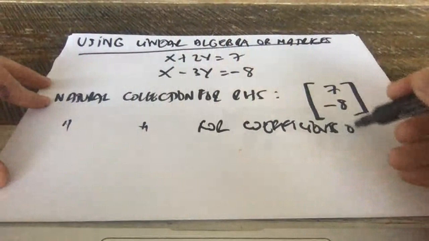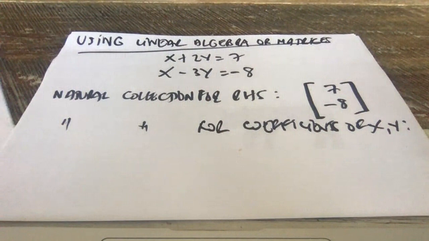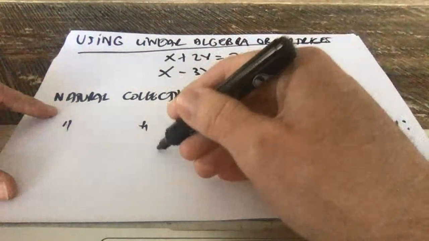Again, a natural collection for the coefficients of x and y. If you look at the left-hand side now, the numbers multiplying the x and y are called the coefficients of x and y. There's a natural way of writing down those numbers, isn't there? I hope. You see 1 and 2 from the first equation, and 1 and minus 3 from the second one.